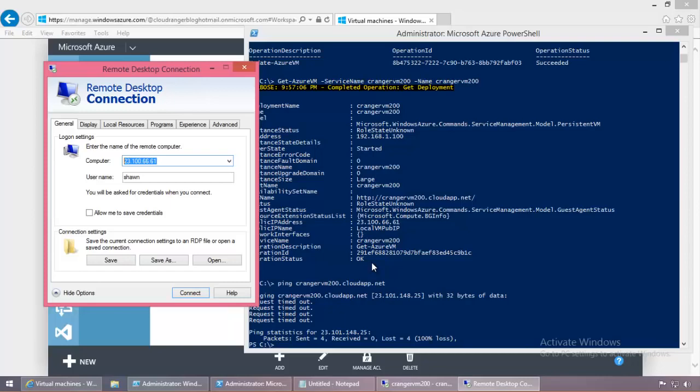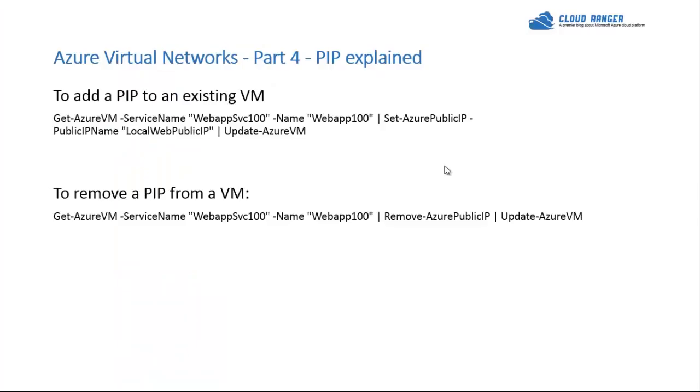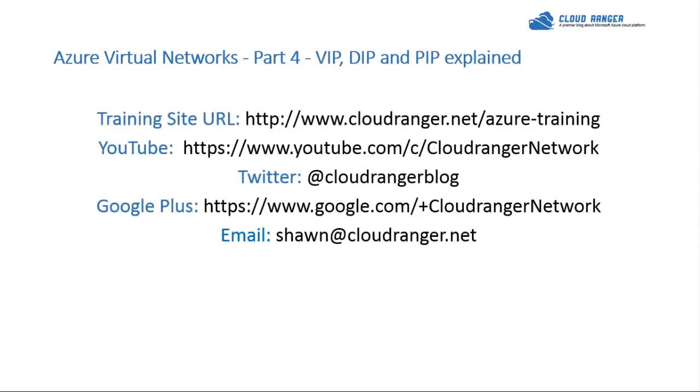Okay, so that brings us to the end of this session. And so far, this is the stuff we talked about. To add a pip, the commandlet is Set-AzurePublicIP. And I have not gone through this commandlet, but what we are doing is removing the pip from the VM. The commandlet is Remove-AzurePublicIP. And it will go and directly find which was the public IP assigned to the VM directly, and will take that away. Okay, so that concludes this session.